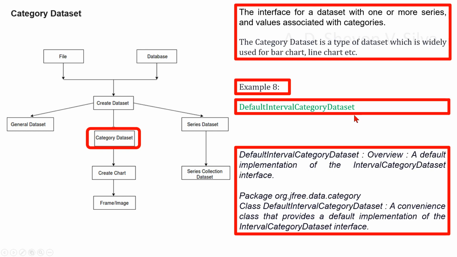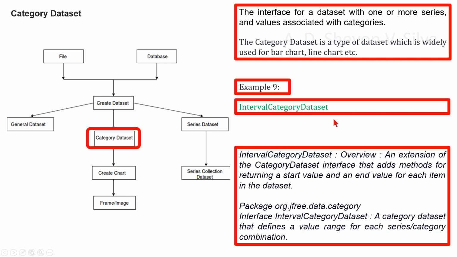Overview in DefaultIntervalCategoryDataset, default implementation of the IntervalCategoryDataset interface. The class DefaultIntervalCategoryDataset in package org.jfree.data.category, a convenience class that provides the default implementation of the IntervalCategoryDataset interface. You can use this dataset with CategoryPlot and an IntervalBarRenderer.